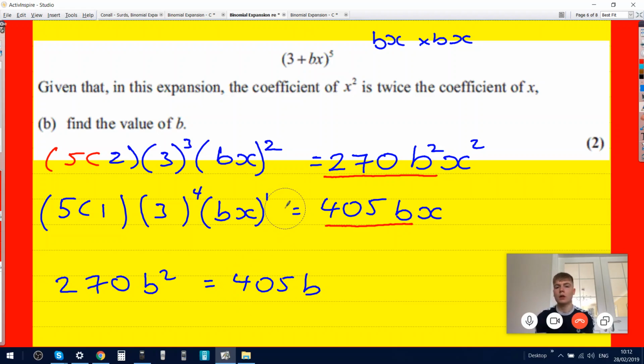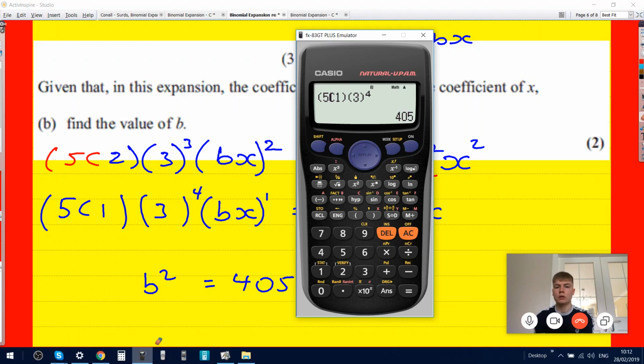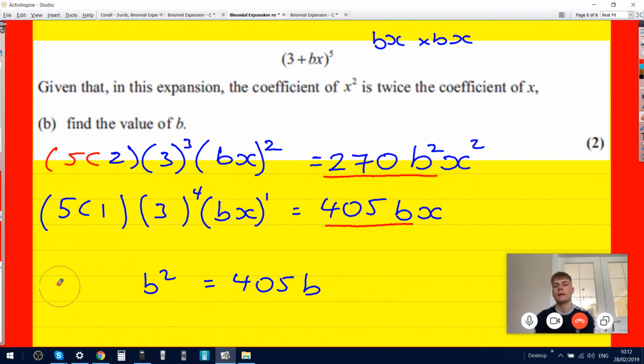Would you have to get rid of the squared? You would do what you were saying at the start, which is dividing this one by 2. So half of it will be equal to it. So 270 divided by 2 is 135. It's twice as big, and so when you half it, it's equal. And so 135b squared is equal to 405b.